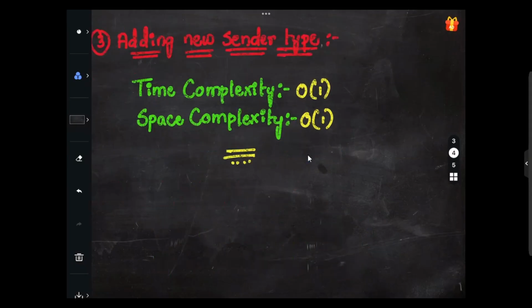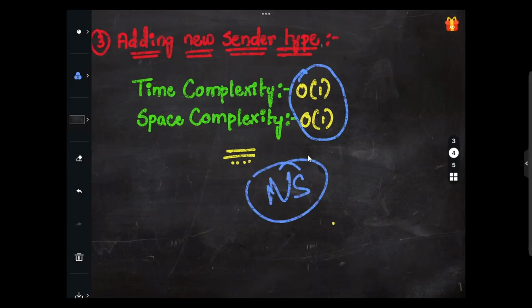Let's move on with the final one here, adding a new sender type. Here also the time complexity and the space complexity remain big O of 1. Why? We are just creating a new class that is implementing the notification sender. We saw that during the code while we wrote the code, right? So the time complexity and the space complexity remain constant in this case, which is big O of 1.